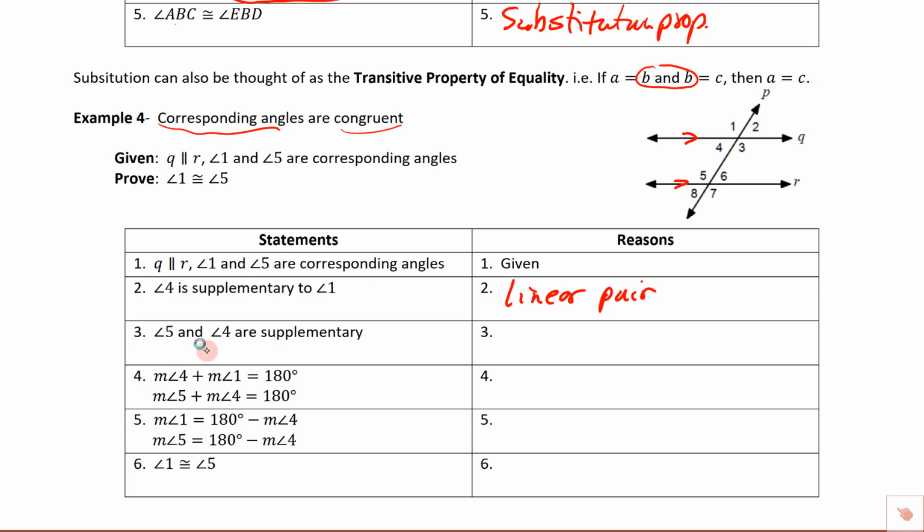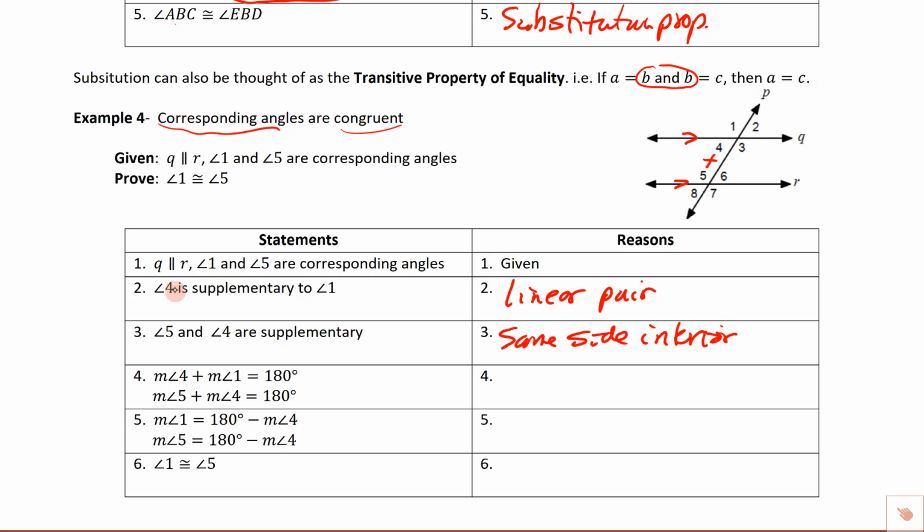The next statement is angle 5 and angle 4 are supplementary. So that means if you add the two of those together, you get 180 degrees. Well, let's see here. These are on the inside of parallel lines, and they're on the same side. So the reason for that is these are same side interior angles. So the reason they're supplementary is because they're same side interior angles.